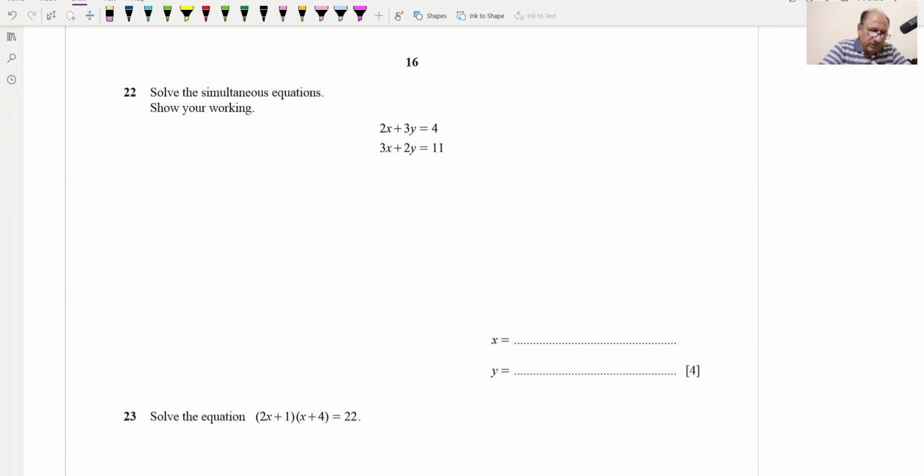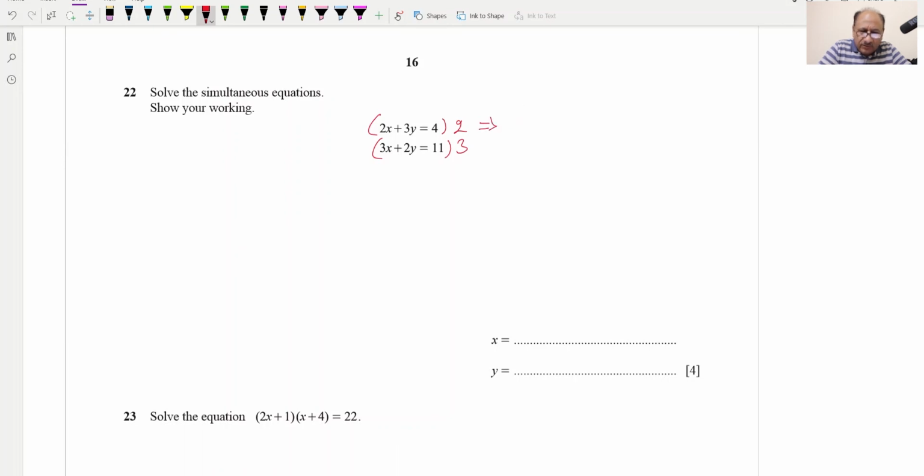It's very simple. You will just have to multiply. We'll have to basically equalize the coefficients of x or y. So we can multiply this equation by 2 and this equation by 3, and we will equalize the coefficients of y.